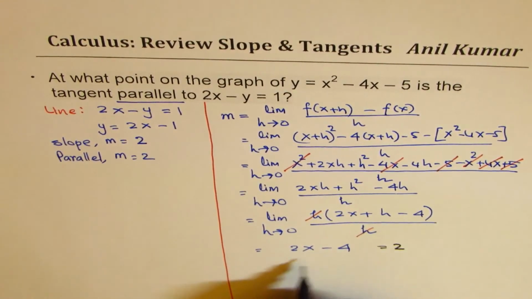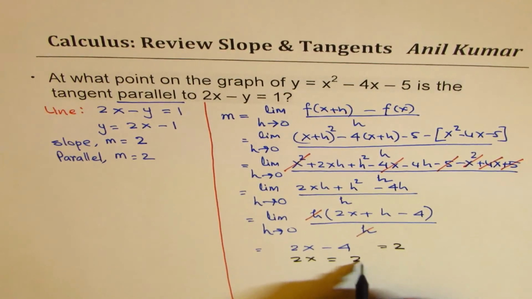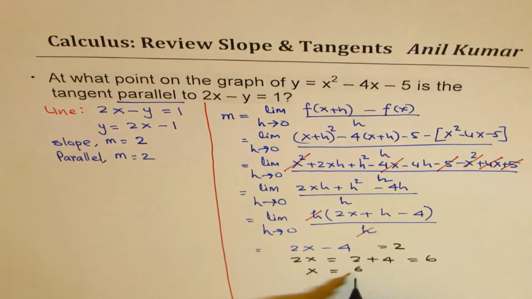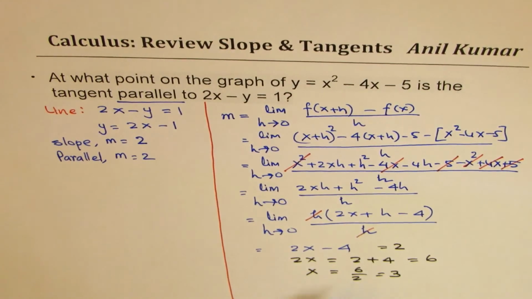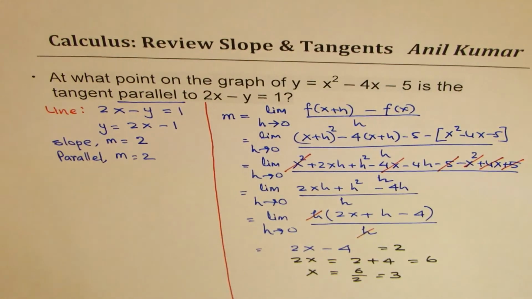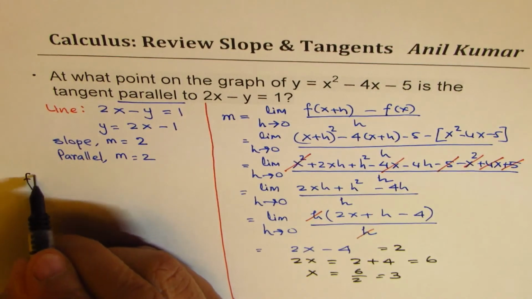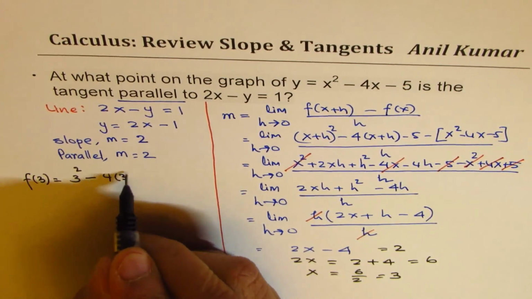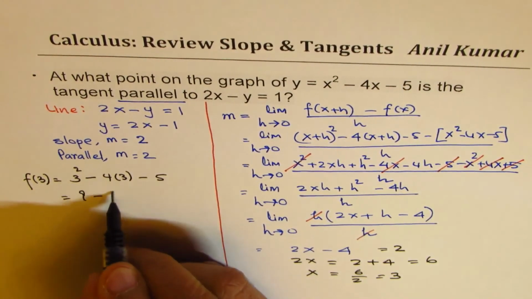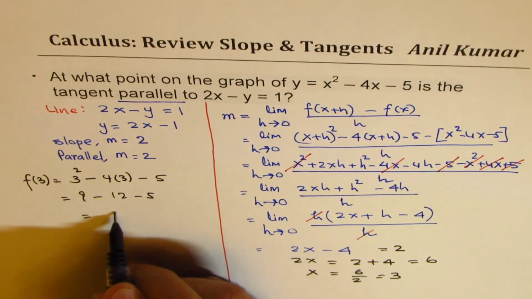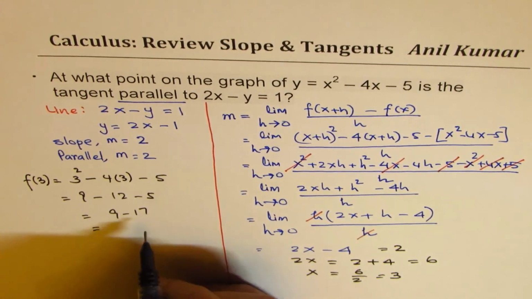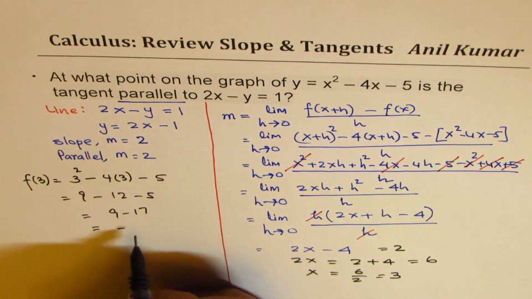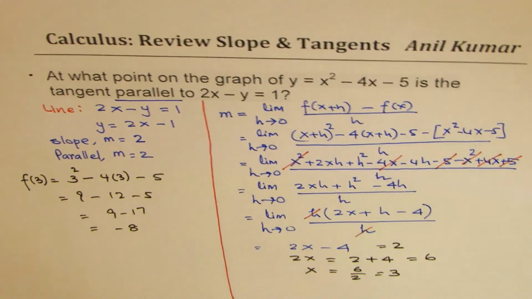Perfect. So I have 2x equals 2 plus 4, which is 6, right? Or x equals 6 over 2, which is 3. So we know that x should be 3, right? So if x is 3, what is the value of the function? Let's find the value of the function. So f of 3 is what? Substitute 3 for x. You get 3 squared minus 4 times 3 minus 5. That is 9 minus 12 minus 5, which is 9 minus 17. And that is definitely a negative thing, 8, right? So f of 3 is minus 8.